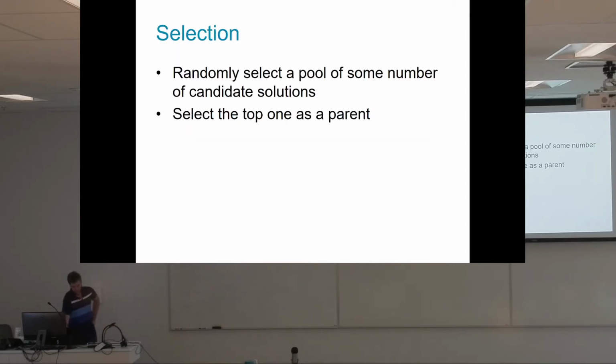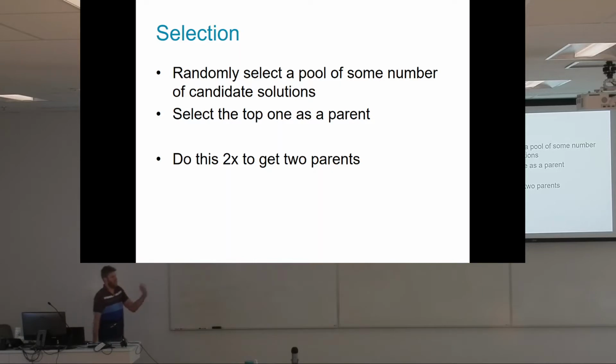Okay, selection. I think this is where we picked up last time. Randomly select a pool. Take the top one as the parent, do it again. Now you have two parents, awesome.